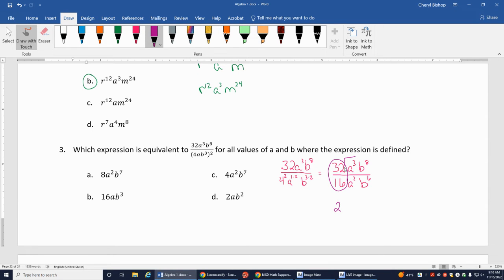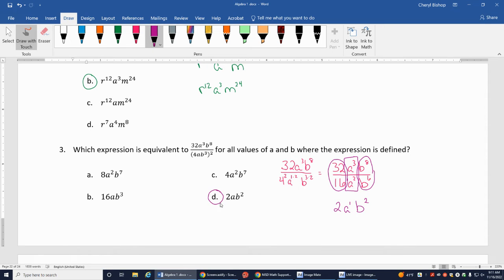And then I'm going to look at my a values. I have 3 a's on top and 2 a's on the bottom. So when I divide, the 2 on the bottom are going to cancel with 2 of them at the top. So that's going to leave me with just 1 a on top. 3 and 2, you subtract them, you're going to be left with 1. And then my b's, I've got 8 on top and 6 on the bottom, so the 6 on the bottom are going to cancel 6 of them up here on the top, so that's going to leave me with just 2 of them. So 2, a to the first, b to the second, is going to be D.